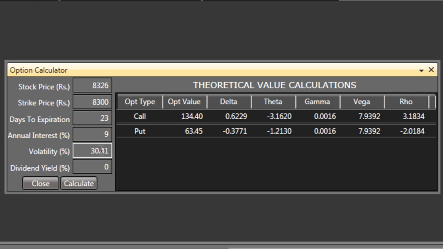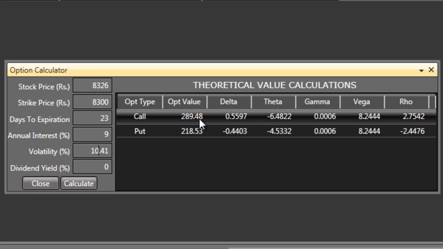Was the value of the option... look at this, it almost doubled. So volatility has a great impact on option value. Normally it is said that when the volatility is very high in the market, you should short an option contract rather than buying that option contract.